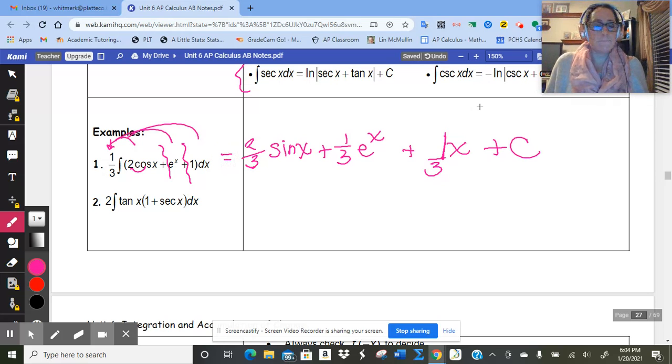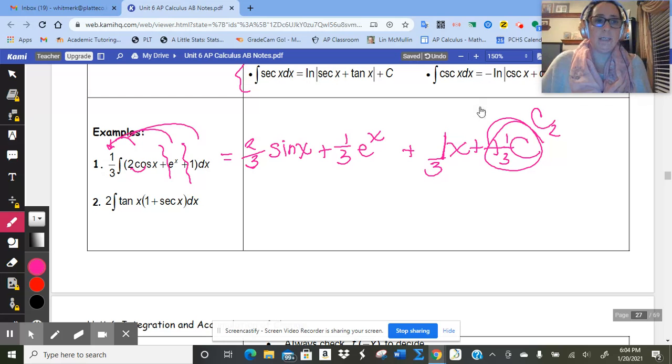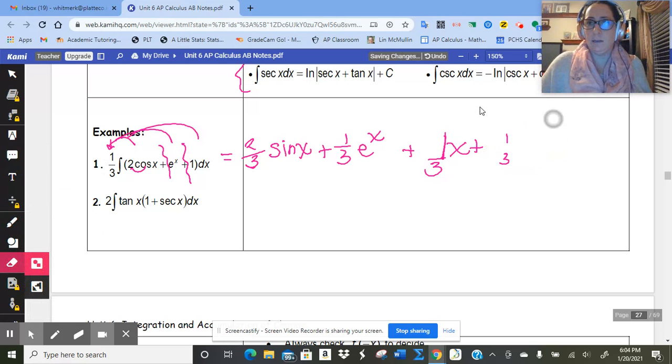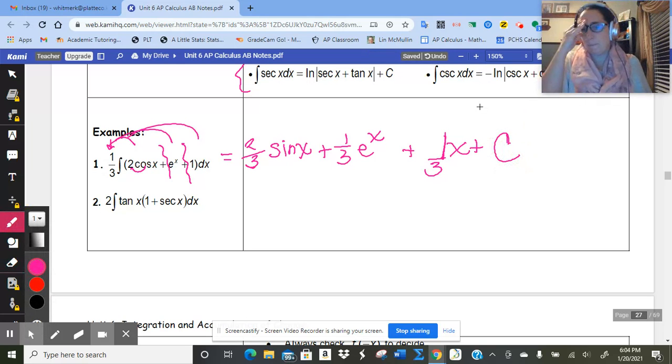Okay, on the next one, I am definitely going to pause. This was actually a 1/3 c, but 1/3 times c is just a new c. It's just some constant that we don't know. So all I need to put, when I have a number times a number or a number plus a number all going on at the end there, is that it all gets lumped together into the plus c. So c is that number at the end.